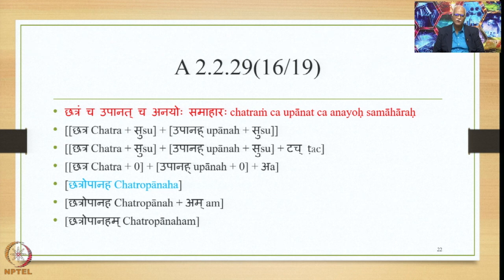So we apply supodhatu pratipadika yoho. And so we delete both the sups. So we have chatra plus 0 plus upanah plus 0 plus a. And then we join them together. We get the form chatropanaha. Then because this is a samahara, this samahara dvandva assumes the neuter gender. Sa napumsakam is the sutra, and therefore this supratyaya is substituted by am and we get the form chatropanaham as the prathama ekavachana.